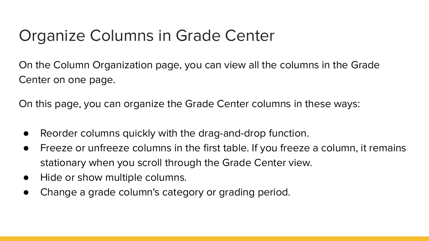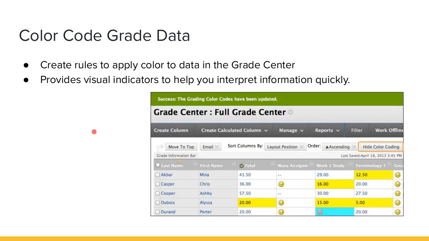And then finally, color code grade data. This is where you can create rules to apply color to data in the Grade Center, and it provides visual indicators to help you interpret information. So for online instructors, a lot of times we don't have a whole lot of time, and we really want to be able to have a quick look at what is going on. And so having the color coding is a great way to do that.